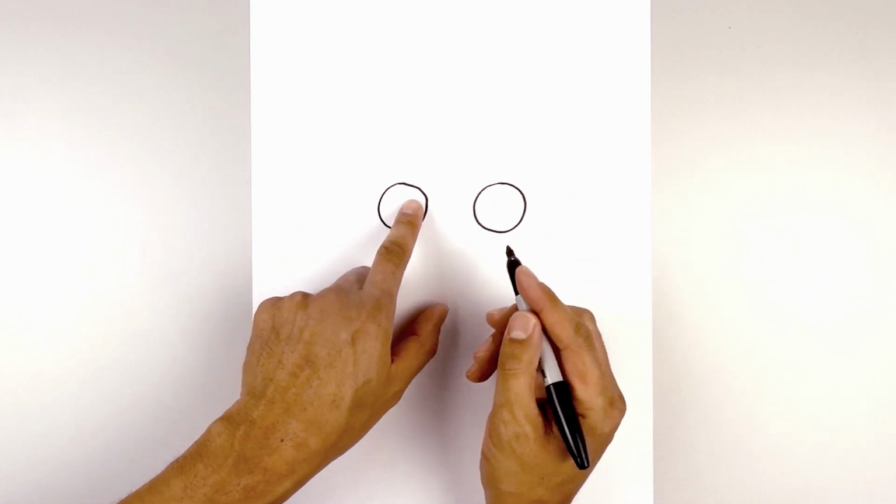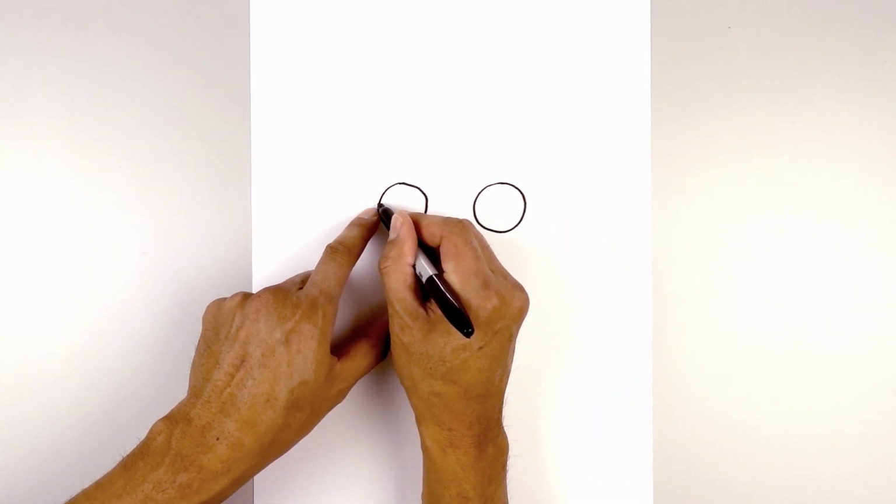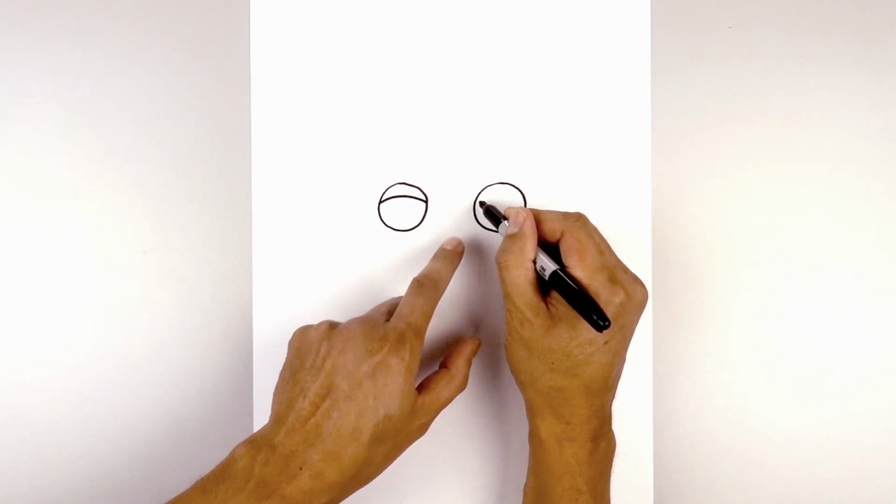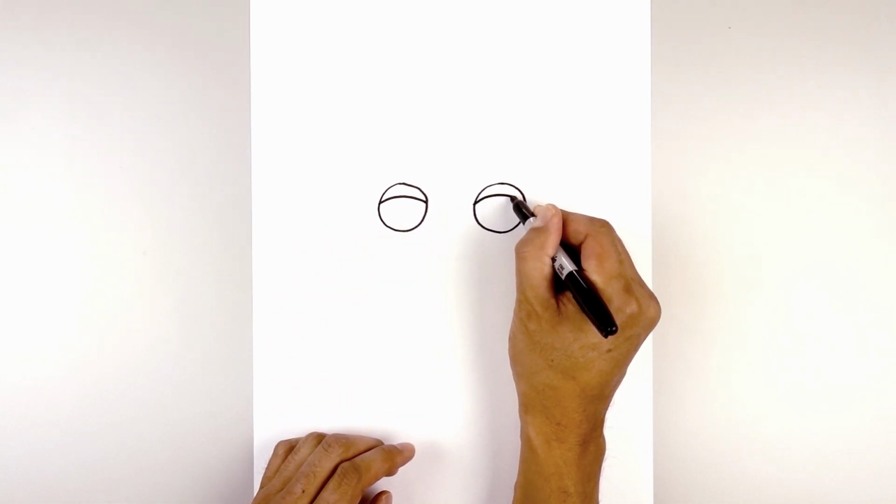Let's add in the eyelid. We move over to the left side. We draw a curve that goes up and then down on the inside. Let's line this up on the right and do the same thing.